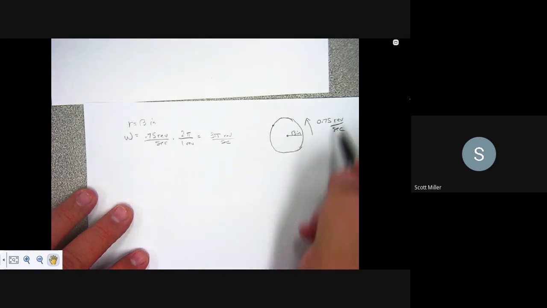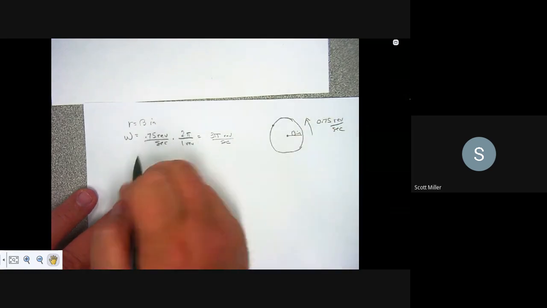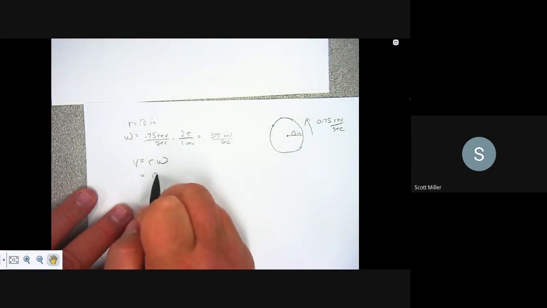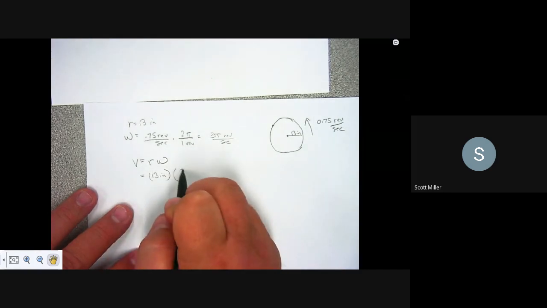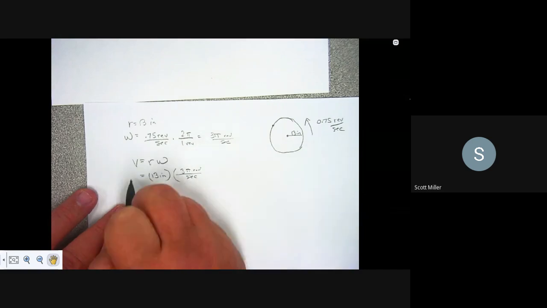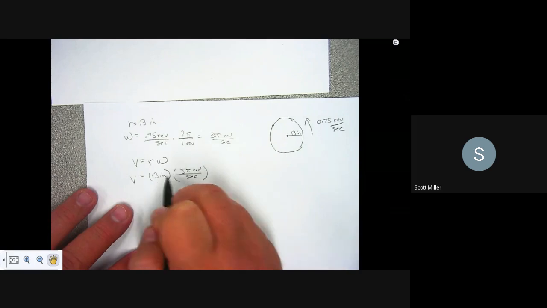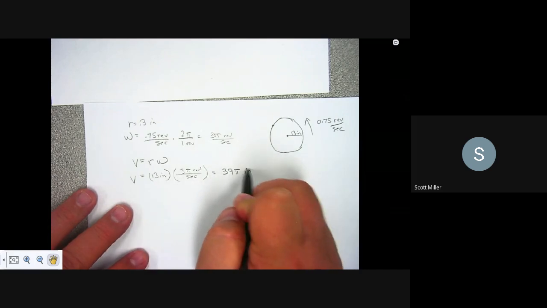So I can find the linear speed of that point on the tire by using the formula V equals RW. So I'm going to get 13 inches for the radius. I got 3 pi radians per second. And so my linear speed is going to come out in the form of inches per second. So this is going to be 39 pi inches per second.